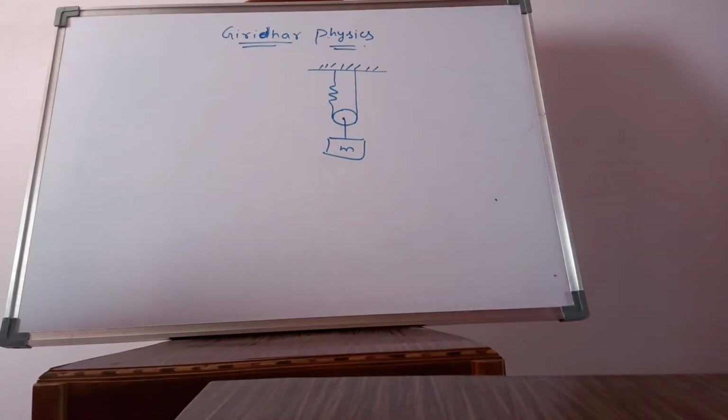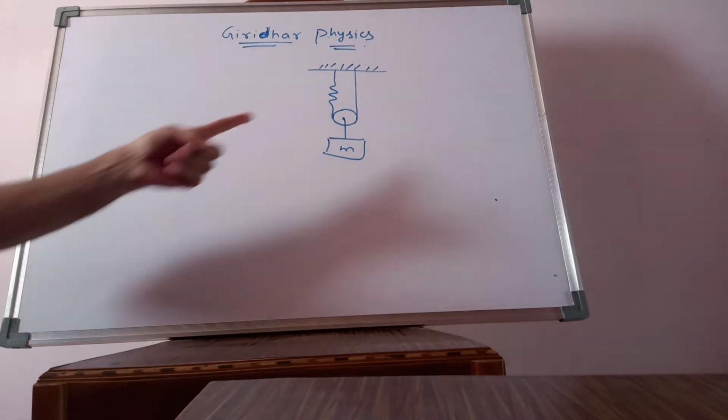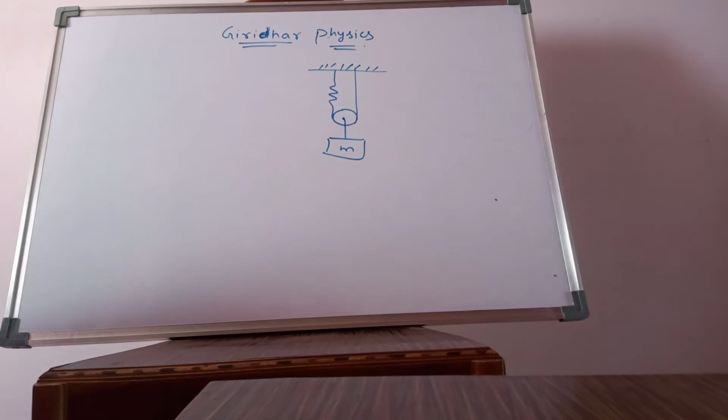Today, I am going to discuss how you can find the time period of the spring, block, and pulley system. I will explain both the general method and the shortcut method also. Let me start with the general method.